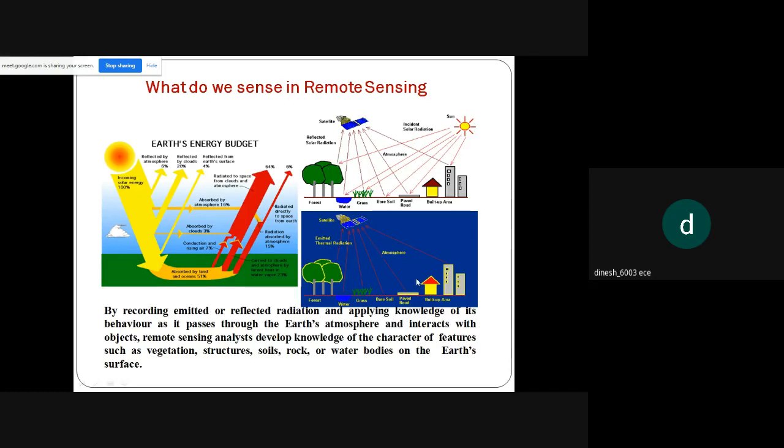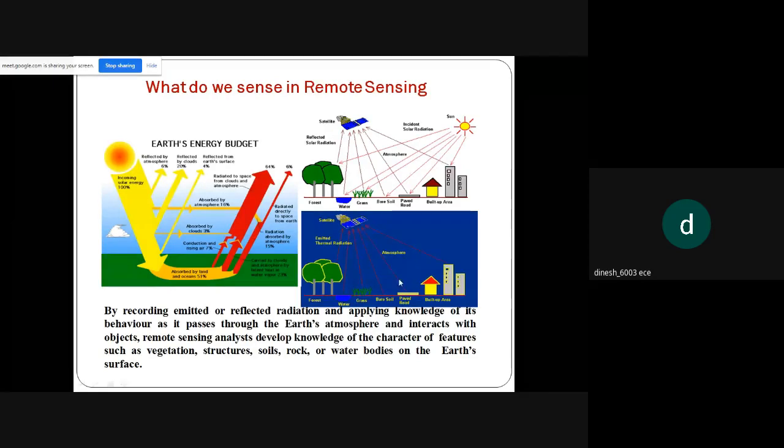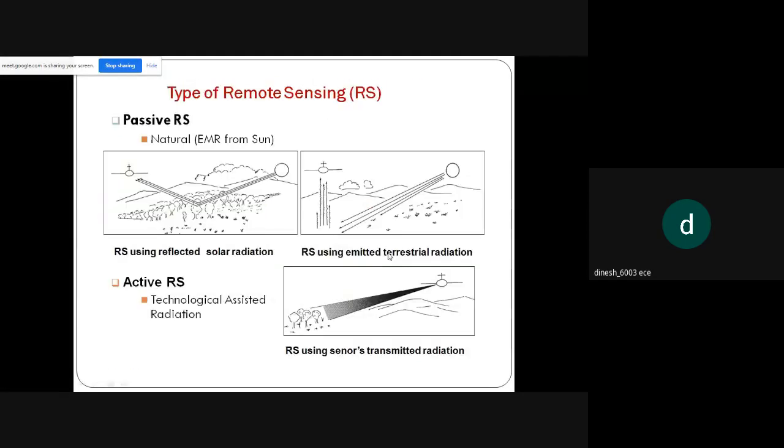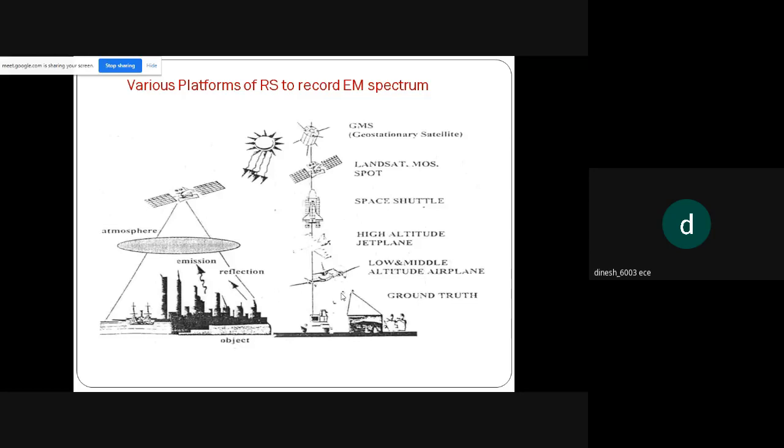So this is your active, this is your passive. Passive is your natural, which you are seeing on the desktop. So this is your passive, this is your active, which we have discussed in our unit number 1 and 2. The same is repeated here with an example of Landsat or SPOT satellites in space.